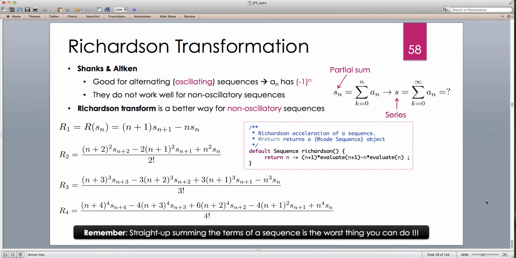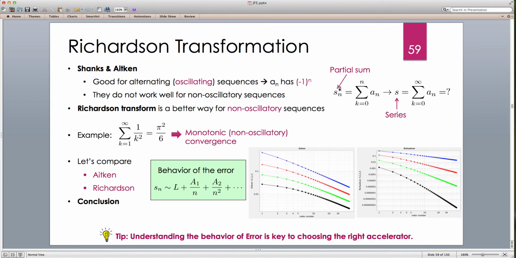Now you might ask, how do we come up with this transformation? Where is the root or basis of this Shanks or Aitken or Richardson transformation? How do we know why these transformations are in fact accelerating the convergence of the sequence?